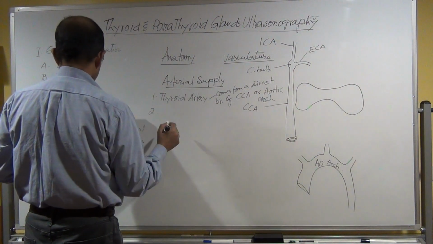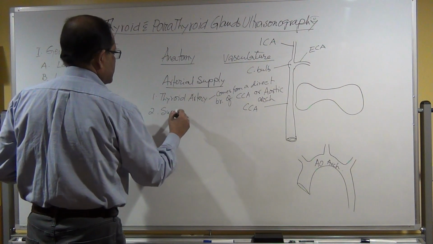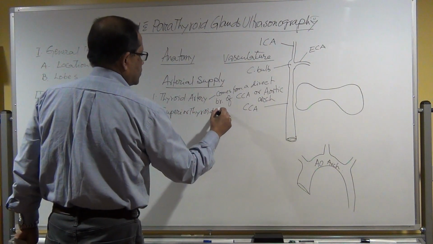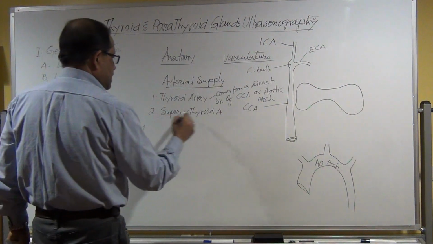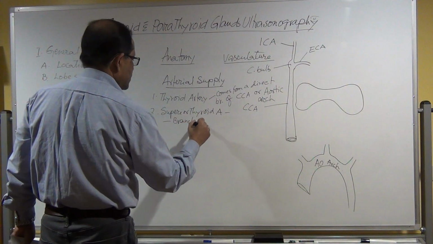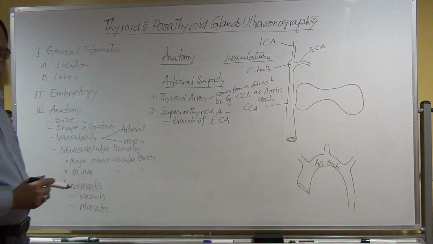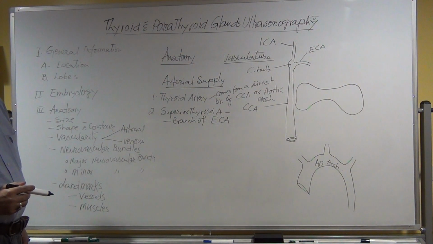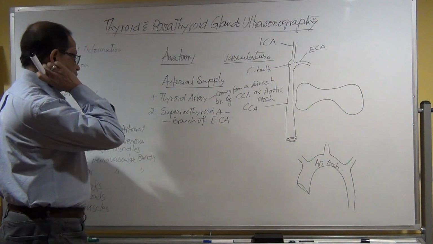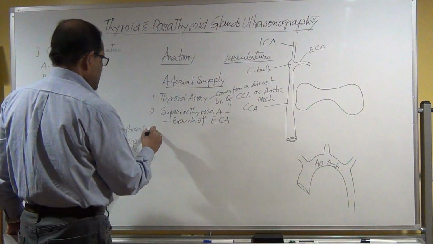Number 2, superior thyroid artery. Superior thyroid artery is a branch of external carotid artery. They said superior thyroid artery is the first branch of external carotid artery.